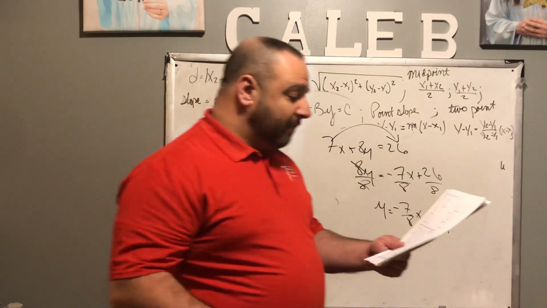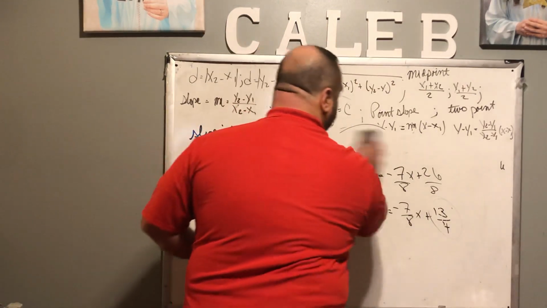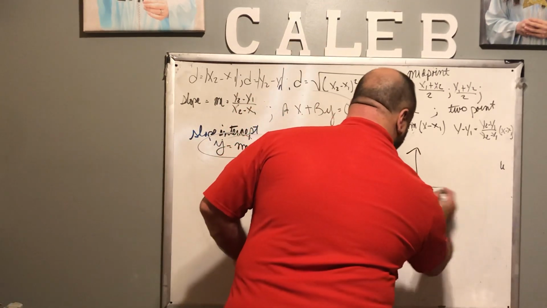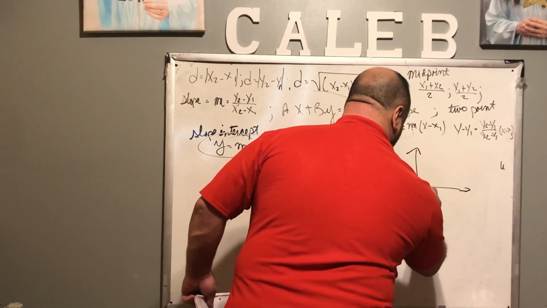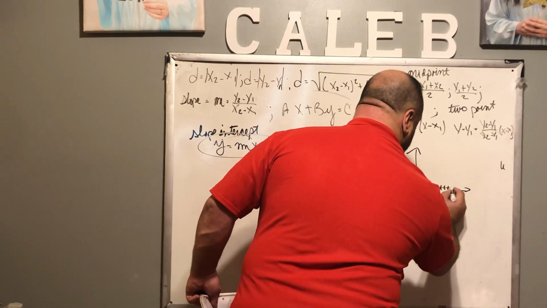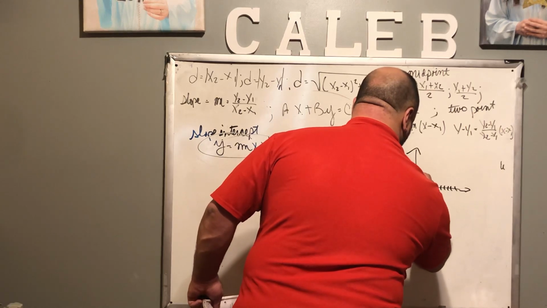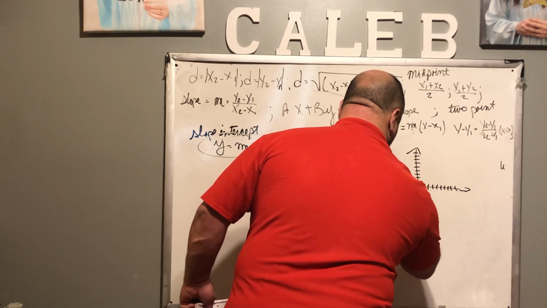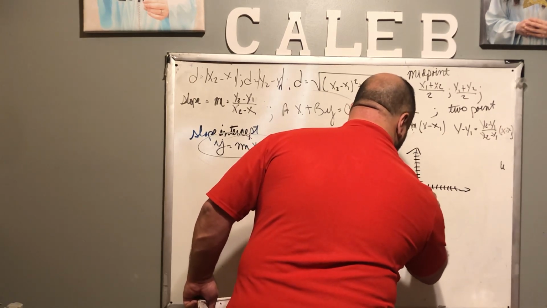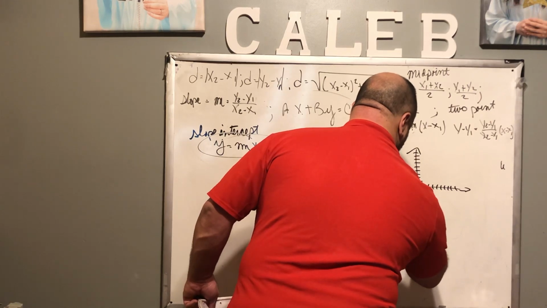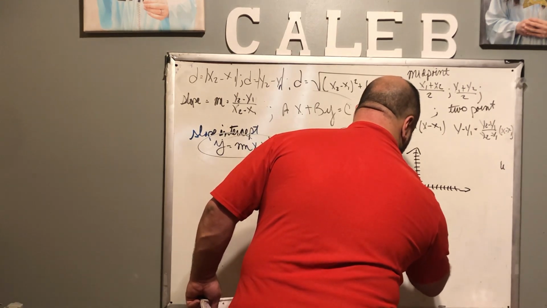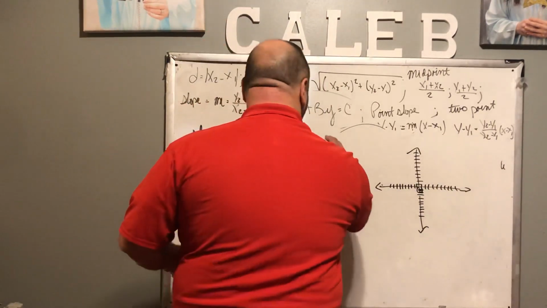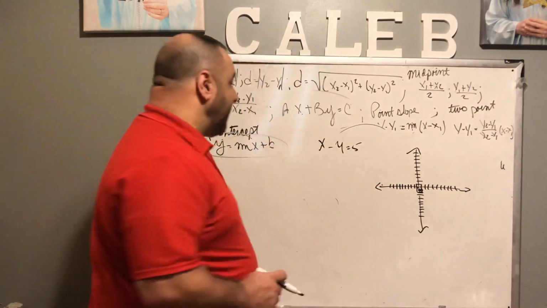All right, so let's do number 6. So let's graph this. Okay, let me draw my coordinate plane. All right. So from here, our equation is x minus y equals 5. All right. So let's put that in slope-intercept form.